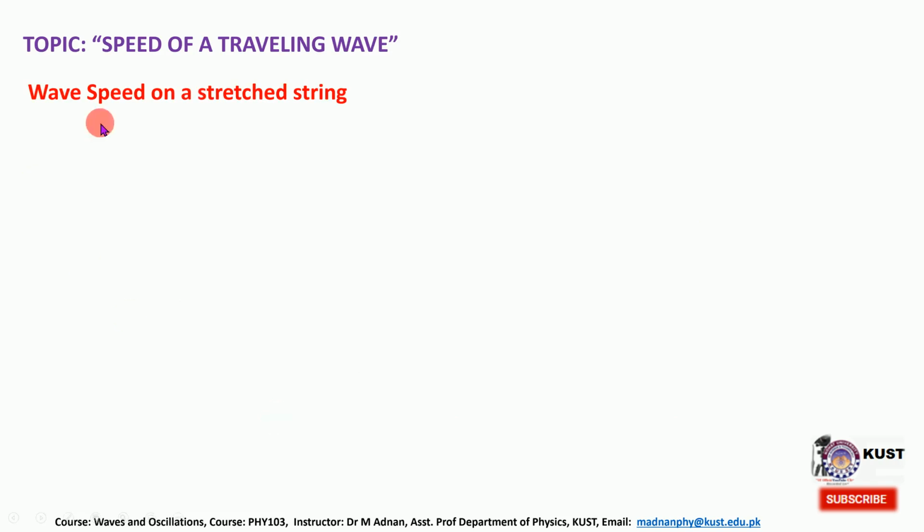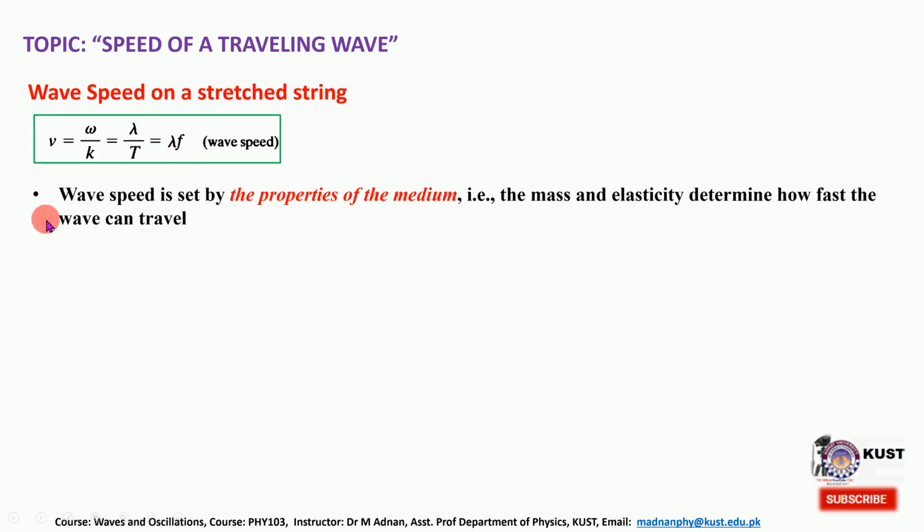So now we'll be discussing the wave speed on a stretched string. On a previous slide, we have seen that the wave speed depends upon lambda and f. But actually, the wave speed is set by the properties of the medium, that is, the mass and elasticity, which determines how fast the wave can travel.